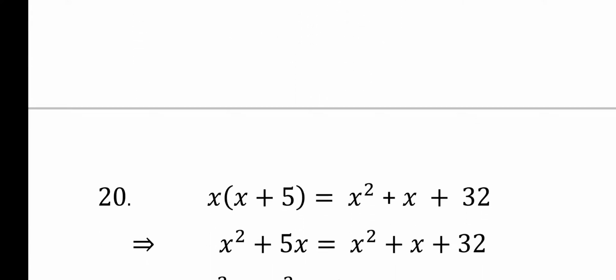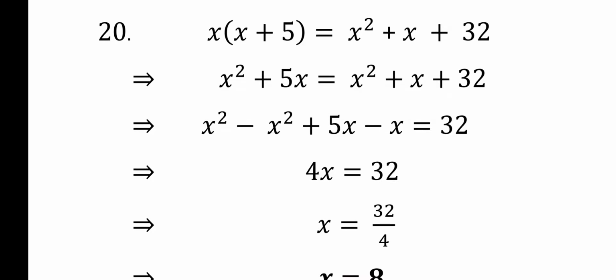Next is question number 20. So here we have x multiplied with x plus 5 is equal to x squared plus x plus 32. So you multiply and open the bracket. So in the left hand side, you will get x into x, which is x squared, plus x into 5 as 5x, which is equal to, we write the right hand side as it is, x squared plus x plus 32.